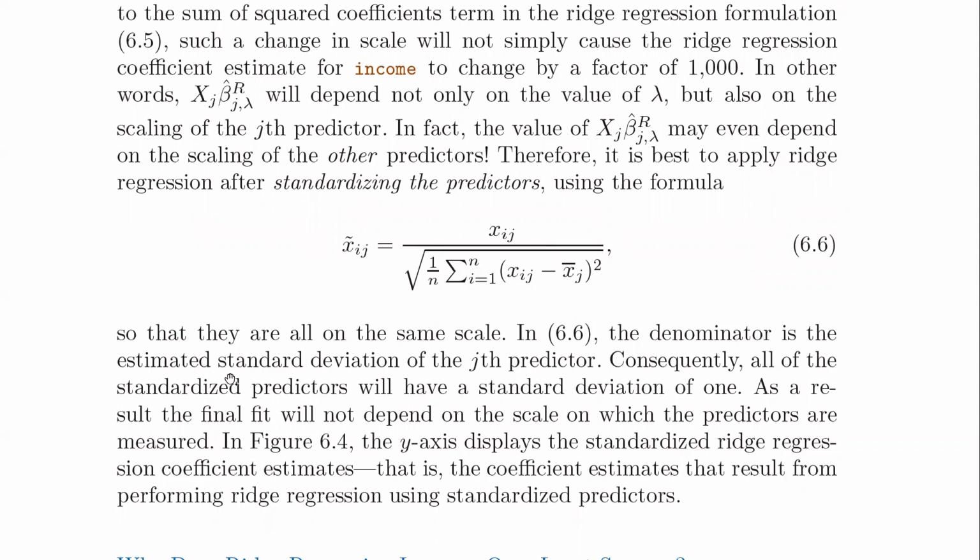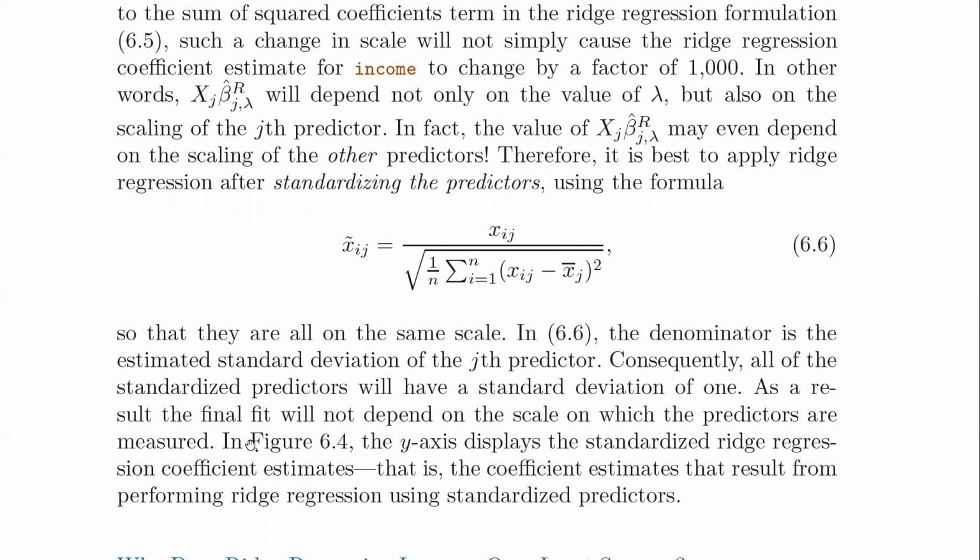In 6.6, the denominator is the estimated standard deviation of the jth predictor. Consequently, all of the standardized predictors will have a standard deviation of 1. As a result, the final fit will not depend on the scale on which the predictors are measured.